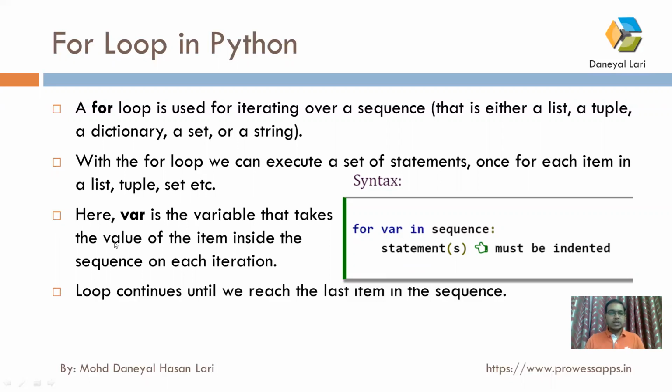The variable is the one that takes the value of the items inside the sequence on each iteration. So when your iteration starts, in every iteration this variable will take each element one by one. The loop continues until we reach the last item in the sequence. So in every iteration it will fetch each element one by one, which means it will fetch all the elements. The loop will continue until it fetches the last element. So let's see with an example what the meaning of these statements is.